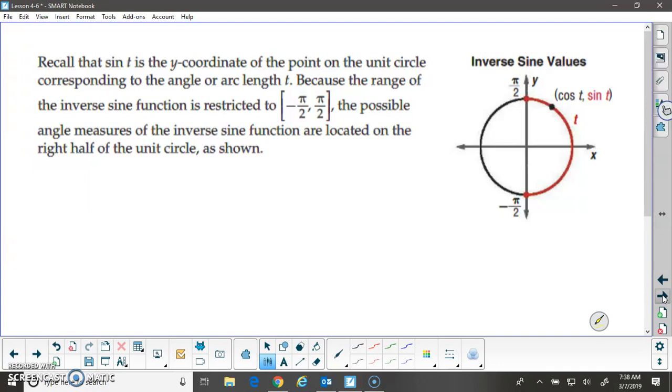And so the restricted domain for a sine inverse is negative half pi to positive half pi, which means that every time we use sine inverse, we're going to be looking in the fourth quadrant or the first quadrant, because the restricted domain is from negative 90 to positive 90 degrees, or in radians, negative half pi to positive half pi.